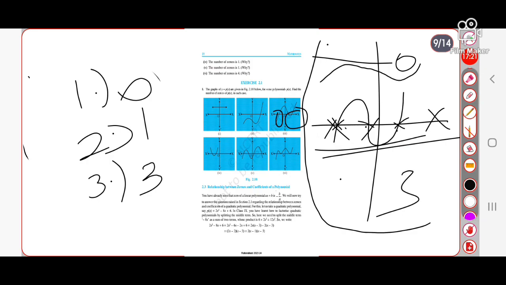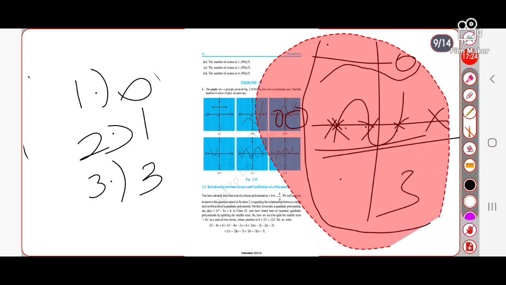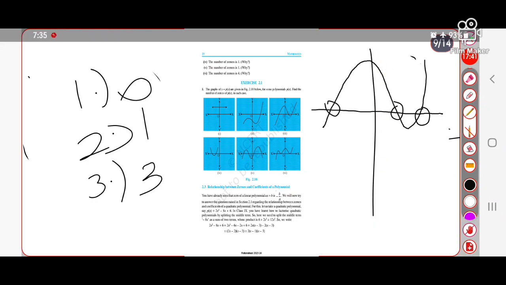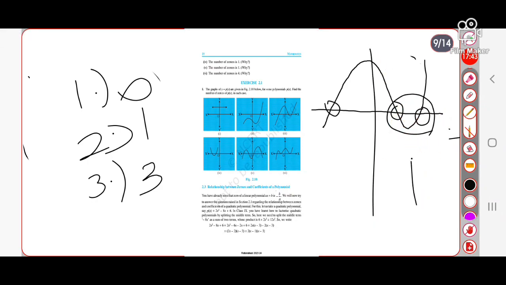The curve comes like this, it goes and it comes like this. See, the x-axis is present here. This is 1, this is 2, this is 3. While solving this problem, most of the guys will take these two as 1, and the final answer they will arrive at is 2. That is literally wrong, because this curve is at a very minimal stage, but this point is to be considered, and the number of zeros present over here is 3, right?